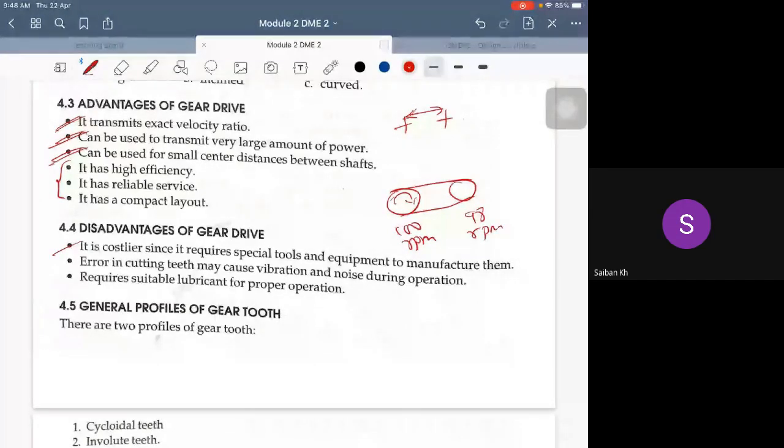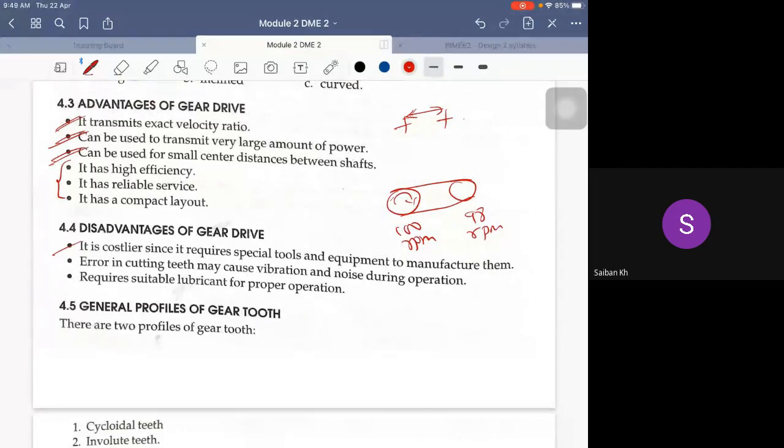For the belt, it is not so. You can just connect two pulleys with a belt, your job is done. But for the gear drives to be used, you require a good amount of gears, which again adds on to your cost. So that is one thing.